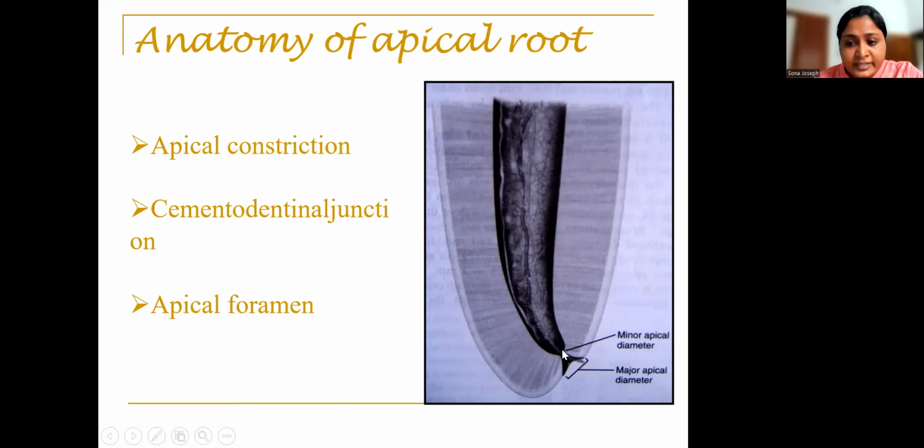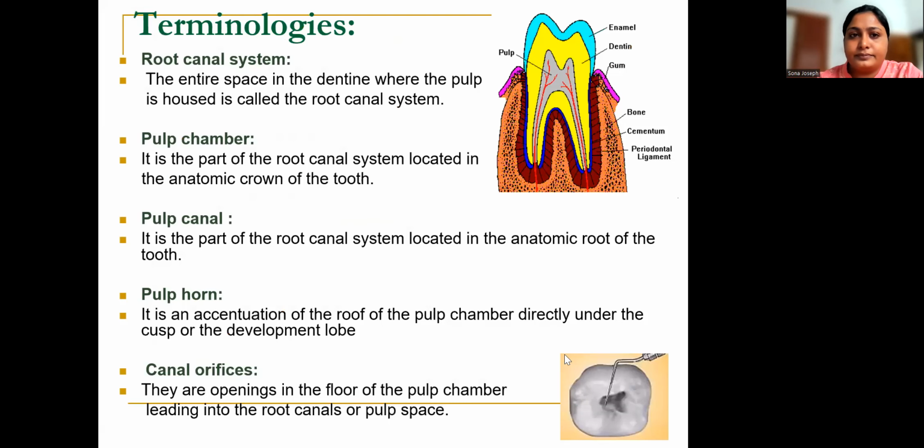So the constriction at the end of the main canal before exiting as apical foramen is known as apical constriction or minor apical diameter, and then it flares and continues to form the apical foramen or the major apical diameter. The cemento-dentinal junction sometimes coincides with the major apical diameter, the minor apical diameter, or may be 0.5 to 1 mm within the range of this minor apical diameter.